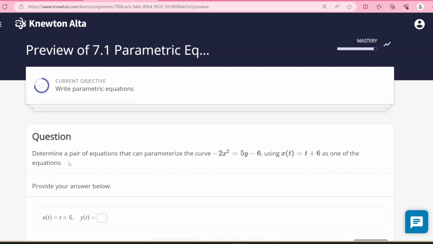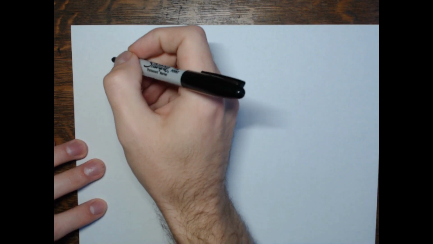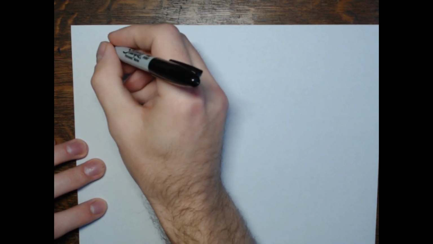All right, so here's determine a pair of equations that can parameterize the curve. So it's like the very first example from this video, where they give us a parametric equation for the x coordinate. They tell us how x depends on t as t plus 6. And then here's the Cartesian equation, or the rectangular equation. Then I just need to solve for y, get y in terms of t. So very, very similar to the first example from this video, an hour and a half ago.